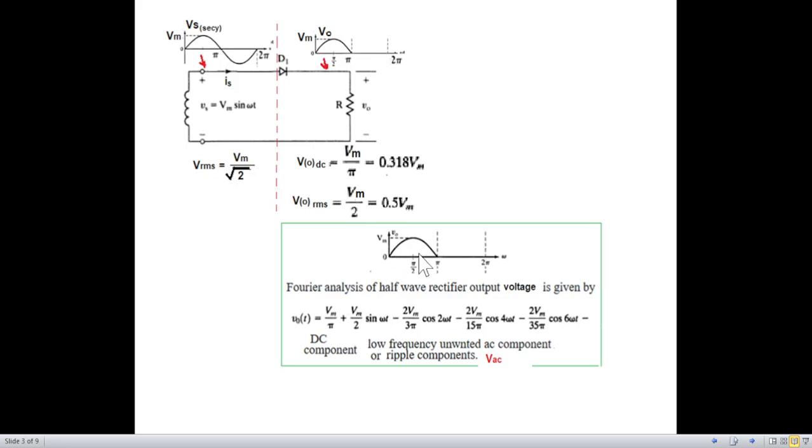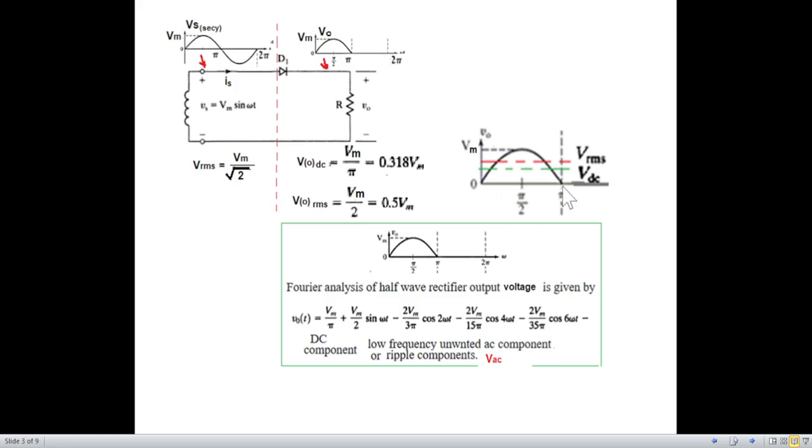If we analyze this signal with Fourier analysis, we can see that it has two parts. One is the DC component, and the other is the sinusoidal component, which consists of sine, cosine, etc. These are basically various harmonics of the sinusoidal signal, the low frequency unwanted AC components or ripple components. We can call this VAC.